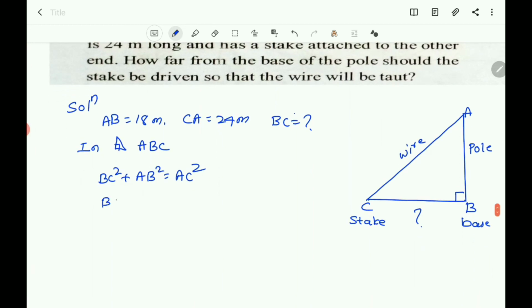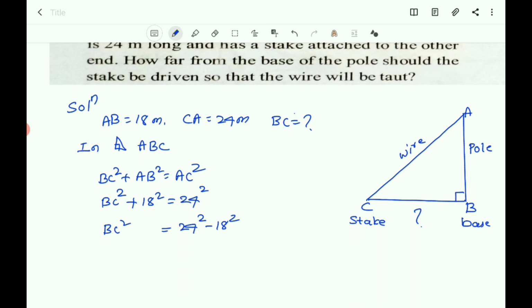Then BC square is to be found out, you write it as it is, plus AB, that is 18 square, AC is 24. Then BC square is equal to 24 square minus 18 square. You know what is the square of 24? 24 square is 576. 18 square is 324. If you know that, you write it directly.